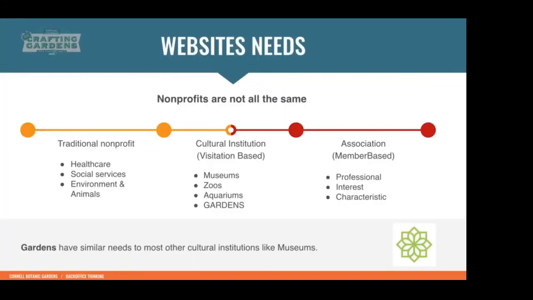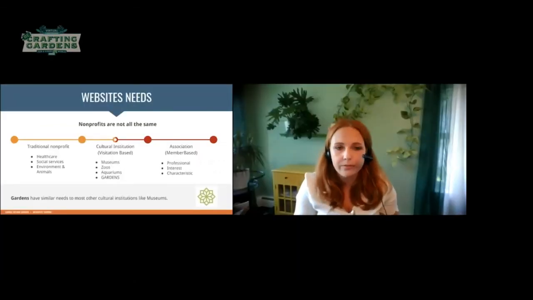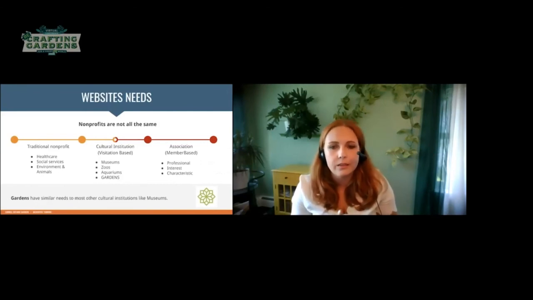Before we go into details of driving users to your site or guiding them through the experience, we need to address your website needs, and not all nonprofits are the same. In our experience, we see traditional nonprofits, cultural institutions, and associations. We see gardens as cultural institutions similar to museums or zoos. You are visitation-based, and you need to provide your users with the options for viewing your content as well as visiting you. The one thing, though, is that there are a lot of garden needs that are very similar.